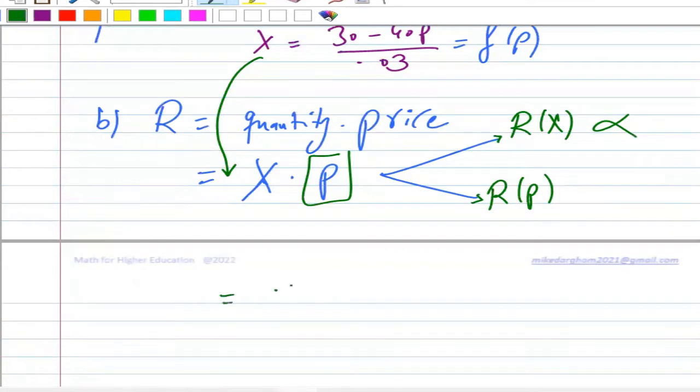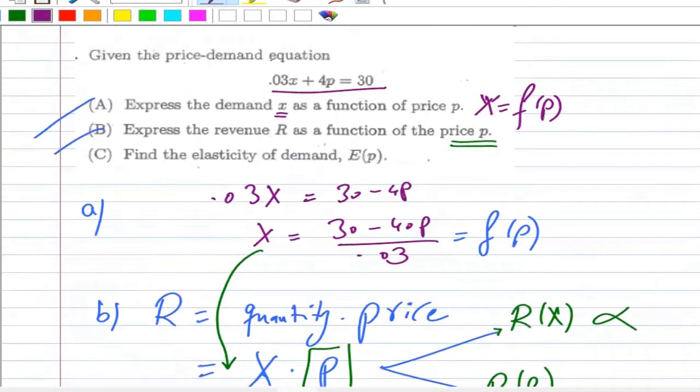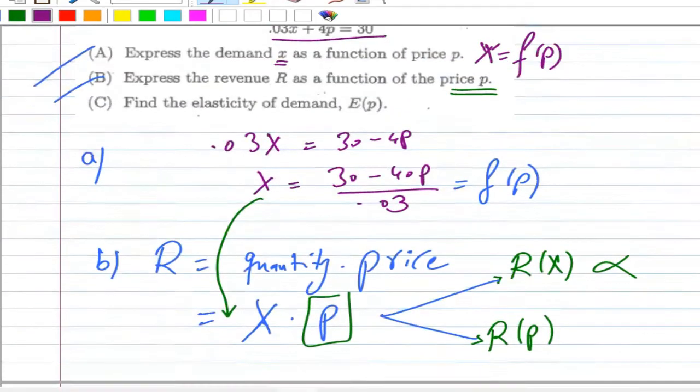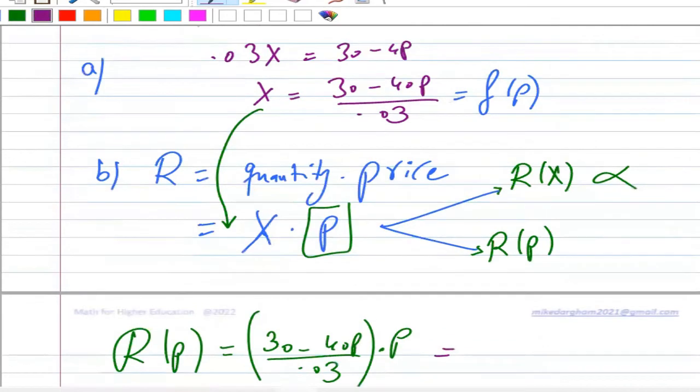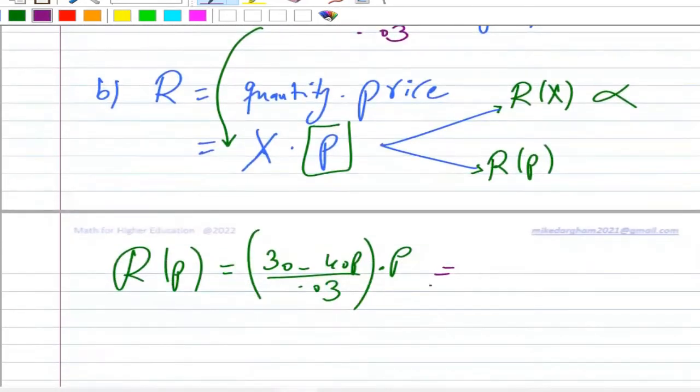So what's wrong with it? We have (30 minus 40p) over 0.03, this is my x, times p. This is my revenue, a function in p. I am done. Now, I prefer a little simplification, because next we want to do the elasticity, so you need to do the derivative. Now we do elasticity, right? So we do the derivative for the function. I need not even, we don't need the R to be simplified even.